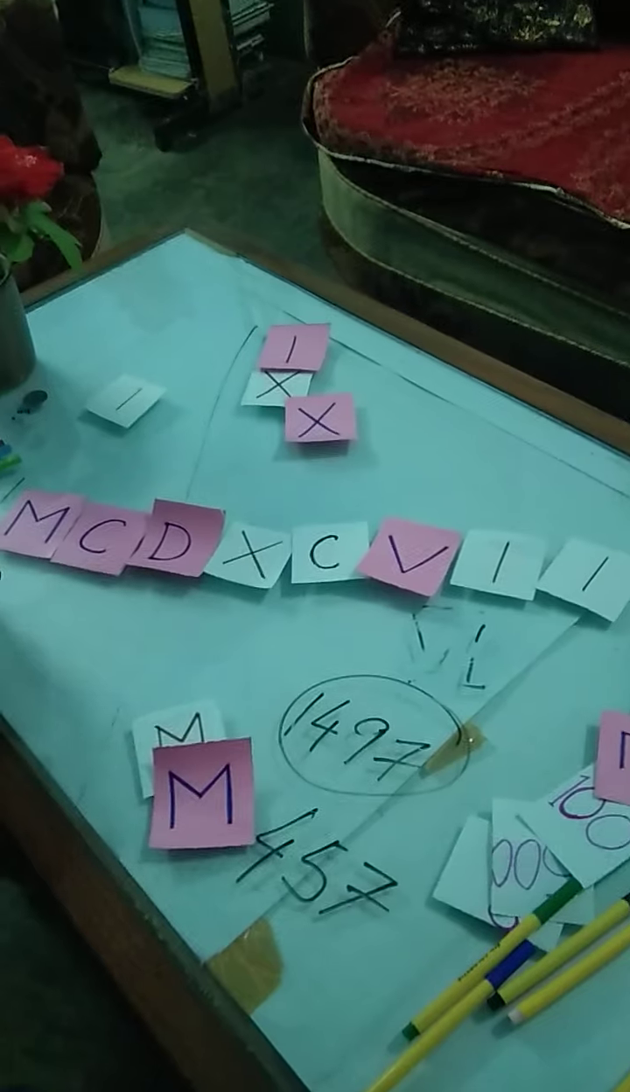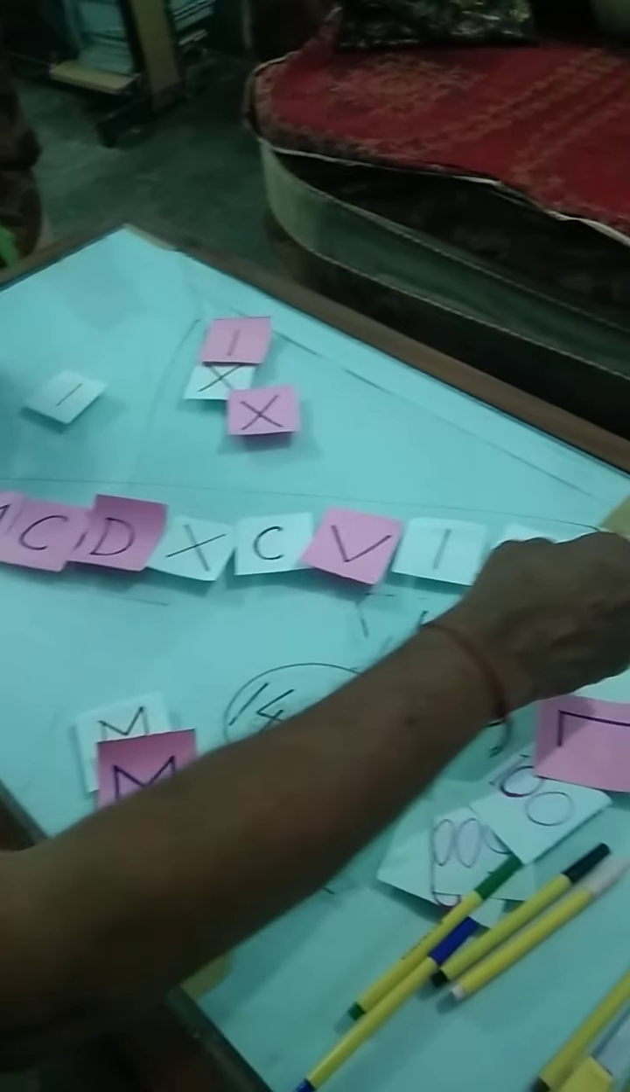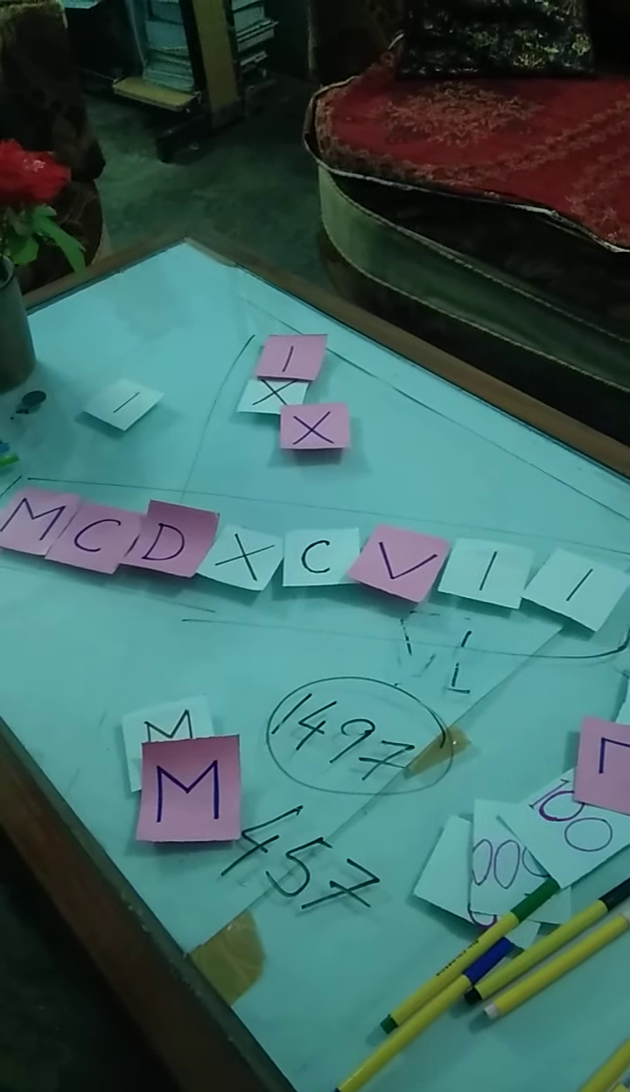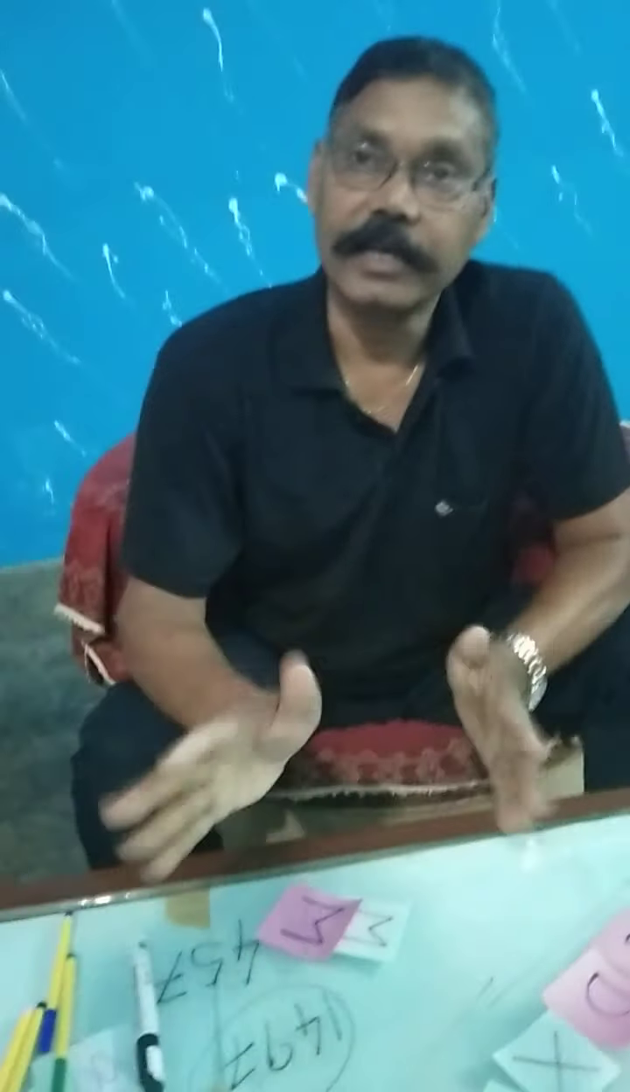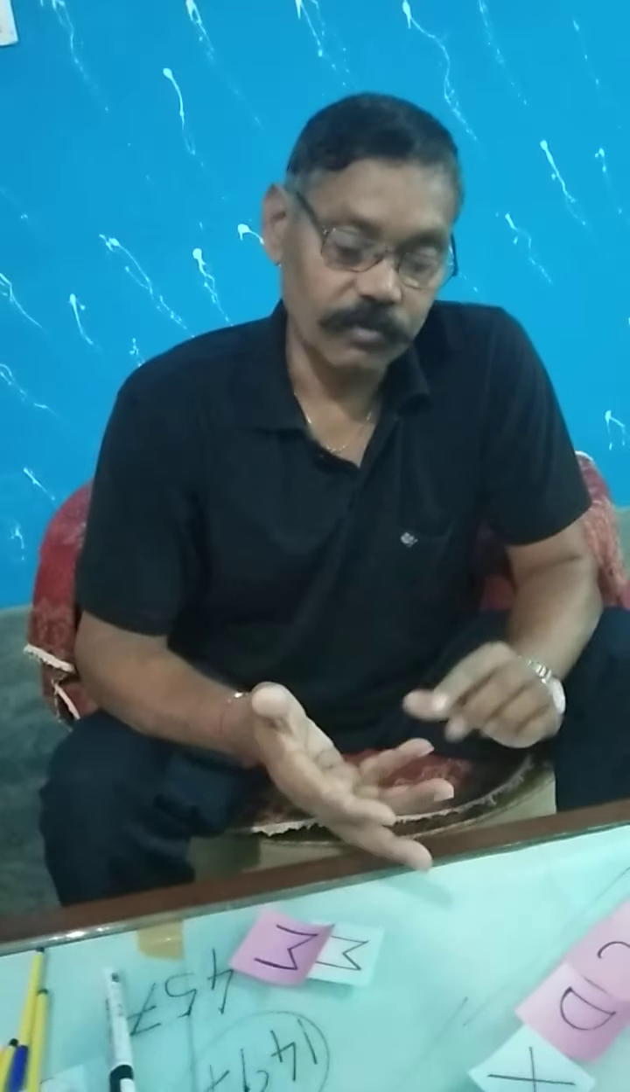So in this way, if you remember, you will be able to write any number using these symbols. Once again I will say what you have to remember: I, V, X, L, C, D, M. 1, 10, 100, 1000 can be repeated 3 times, whereas 5, 50, 500 are not repeatable. Please remember, practice, and you will be able to understand this. Thank you.